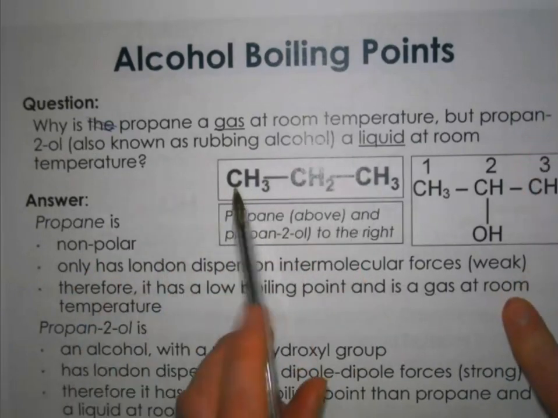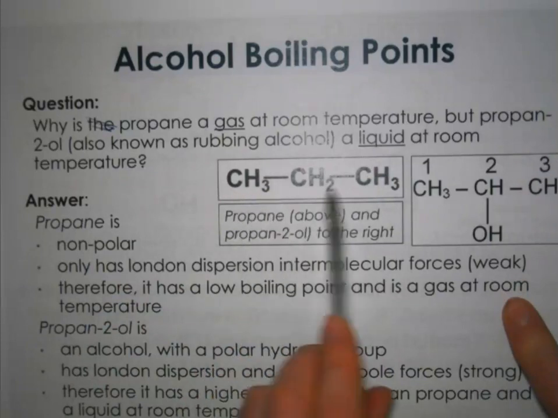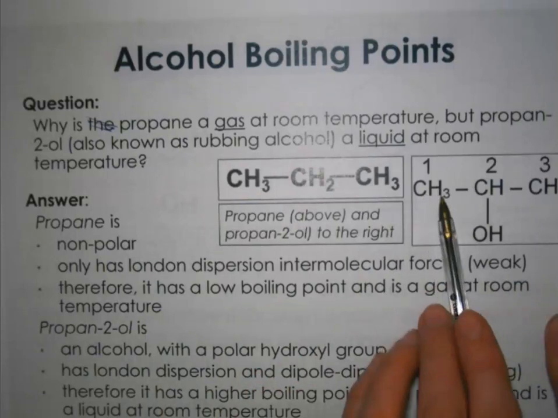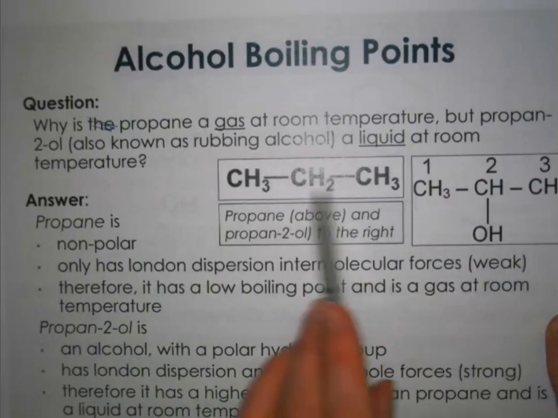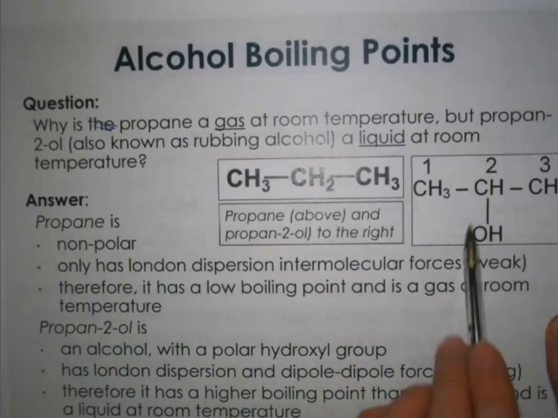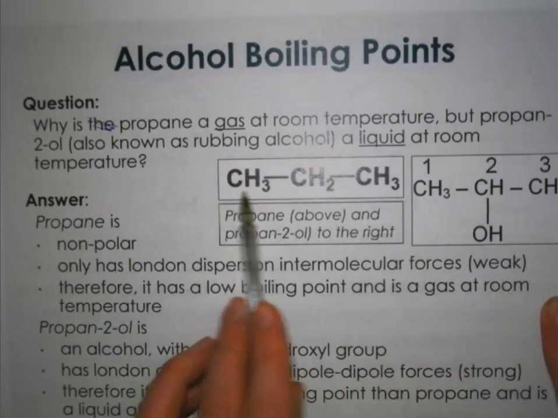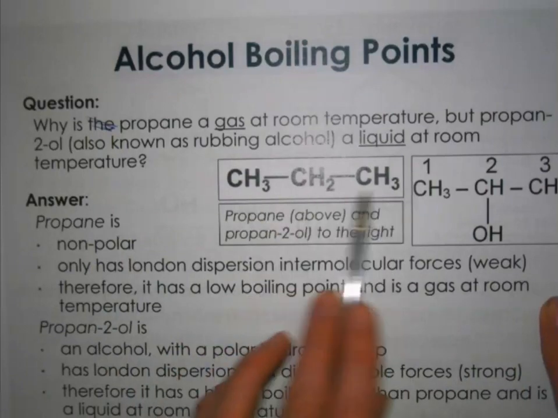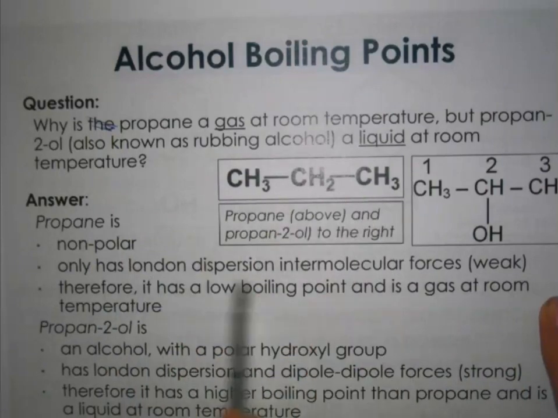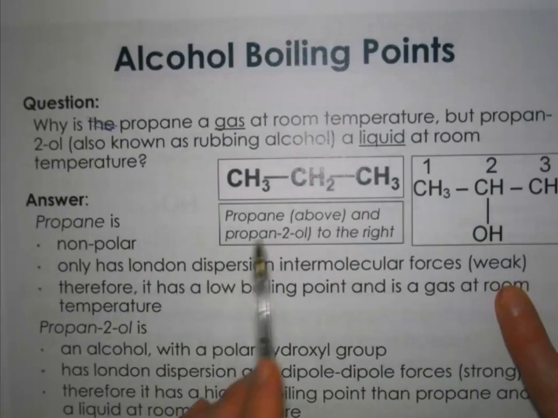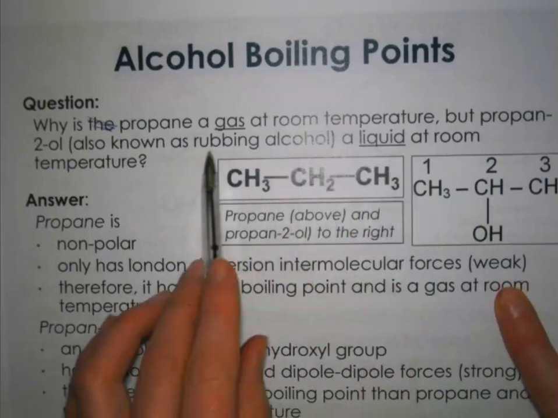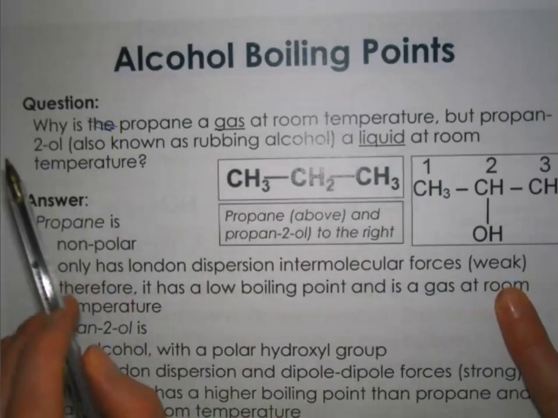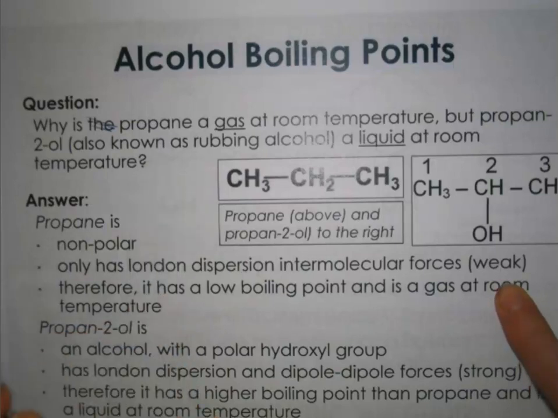So here we have our structures. Propane is just the three carbons with all hydrogens attached, saturated. For the other one, we have basically the same structure, but one of the hydrogens on the central carbon has been replaced with a hydroxyl group. With propane, the main thing is there's no polarity. The only intermolecular forces that would exist are London dispersion forces, which are quite weak. Therefore, it's not going to take a lot of energy to separate this propane molecule from other propane molecules because there aren't a lot of intermolecular forces keeping them together.